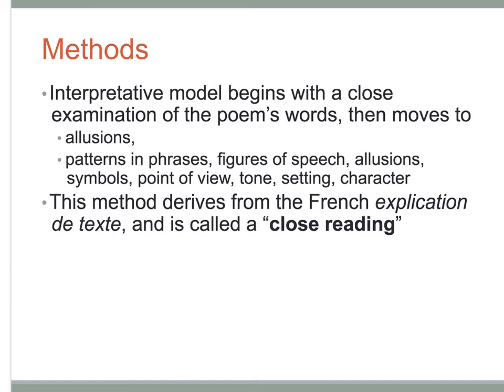Figures of speech, metaphor, simile, that sort of thing. We all know about symbols. They stand for more than what they appear to be. Tone, setting, and character. All of these things we will cover in the course. Bottom line, the main method of the New Criticism is called explication du texte. Pardon my French accent. And it is called simply, in English, a close reading.